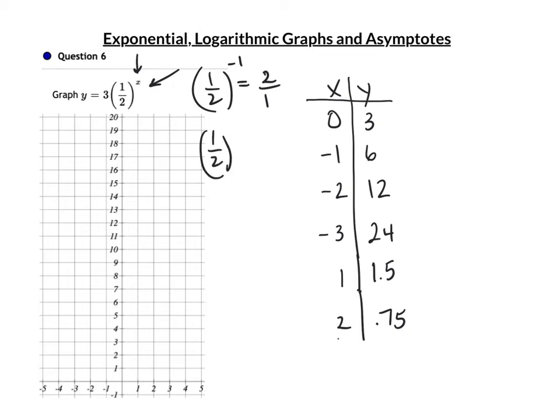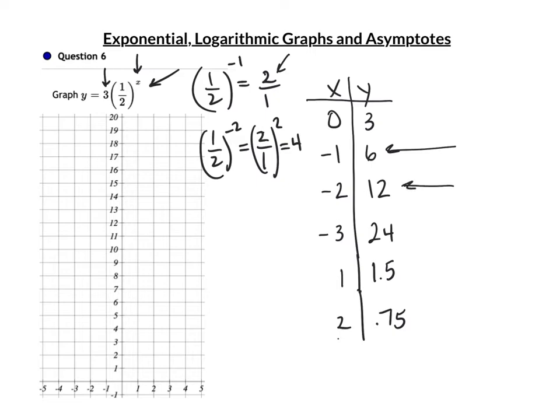1/2 to the negative second would actually be 2 over 1 to the second, which would actually be 4. So when I plug in 1/2 to the negative first, it becomes 2, and then 2 times 3 makes 6. That's why negative 1 is 6. And when I plug in 1/2 to the negative second, it becomes 2 over 1 to the second, which is 4, and 4 times 3 is 12. And all you need are 2 points.